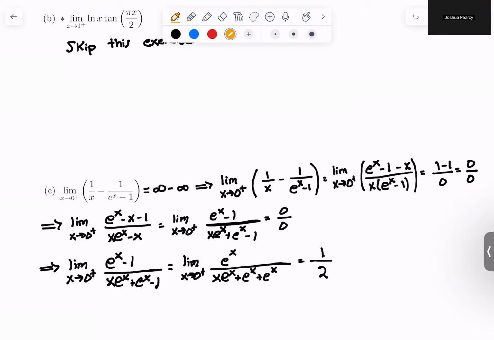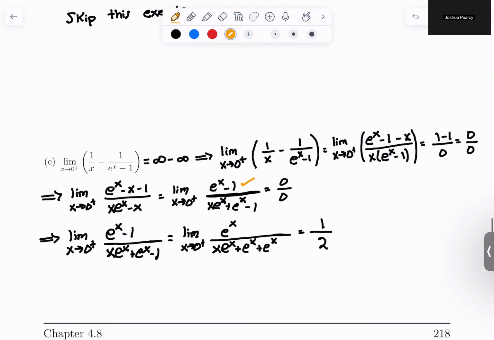The derivative of e to the x minus 1 minus x is e to the x minus 1. And the derivative of x e to the x minus x involves the product rule for this piece here. When I apply the product rule, I get x e to the x plus e to the x. And then when I take the derivative of minus x, I get minus 1. Then I let x go to 0. And again, I have type 0 over 0. So I apply L'Hopital's rule again.